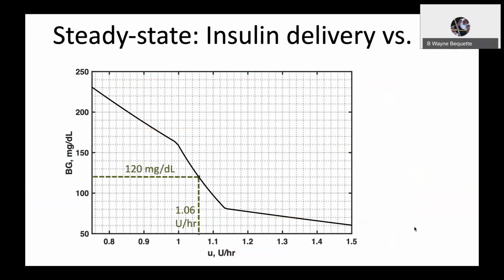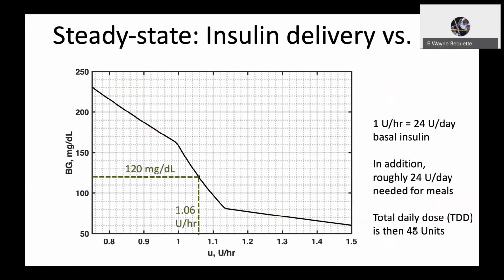Now, somewhat in the middle of that range, let's say that we desire to be at 120 milligrams per deciliter. For this particular individual, that corresponds to a basal insulin delivery rate of 1.06 units per hour. So at approximately 1 unit per hour, that would be 24 units per day of basal insulin. Then typically somebody would take another 24 units per day to cover all the carbohydrates in their meals.